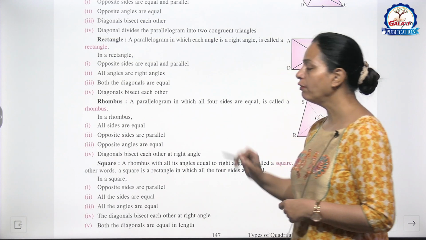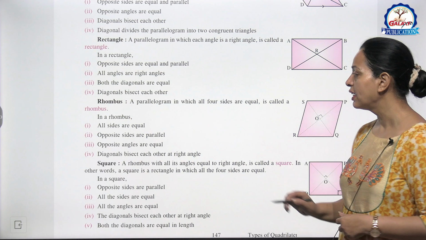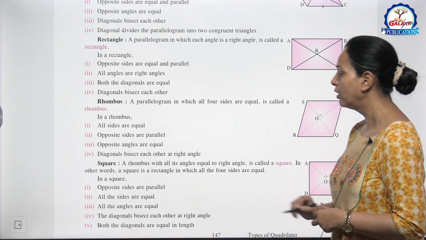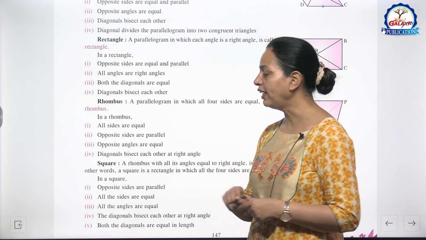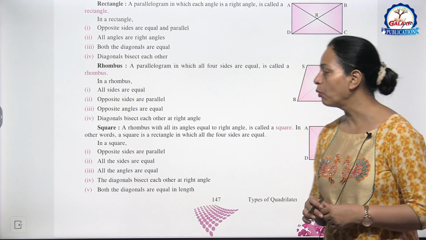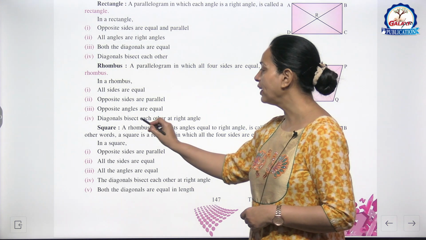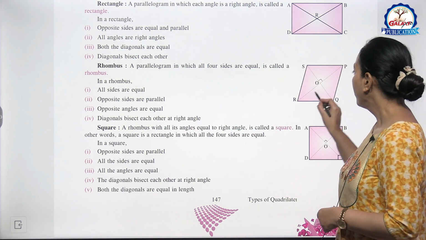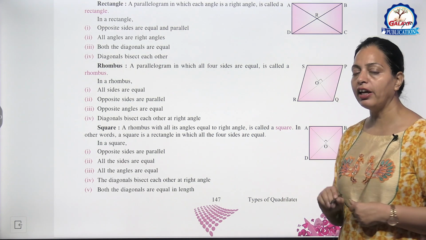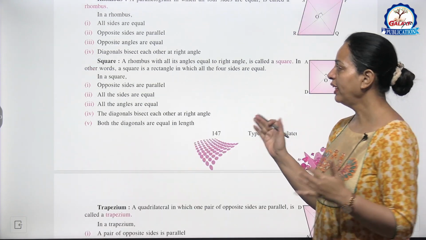A parallelogram in which all four sides are equal, that is a rhombus. See, in a rhombus, all the sides are equal and parallel. So the first one, all sides are equal. The second, opposite sides are parallel. The third, opposite angles are equal. And the fourth, diagonals bisect each other at right angle. Okay, diagonals will bisect and will bisect at right angle. Right? The next is a square.